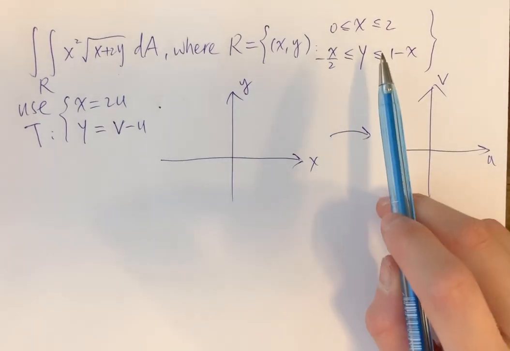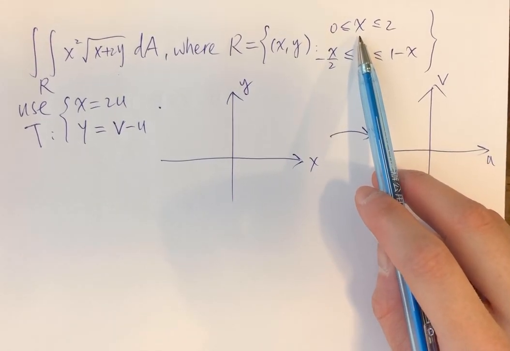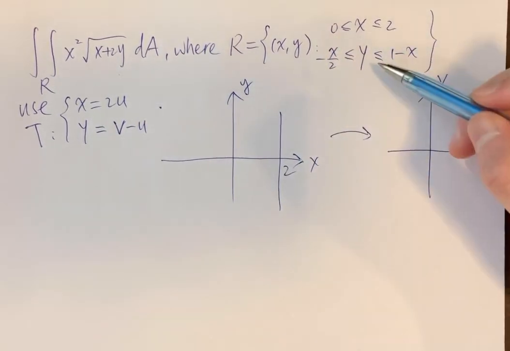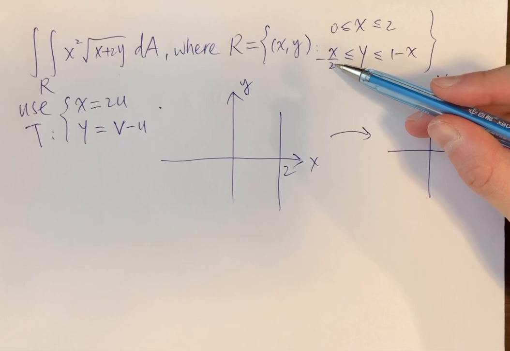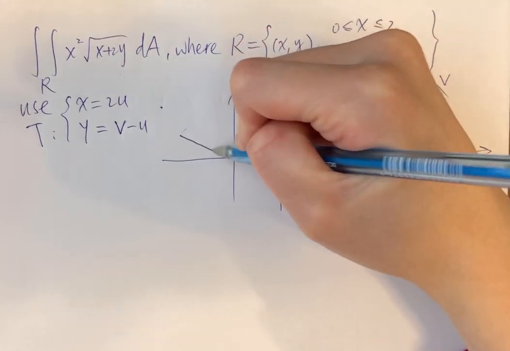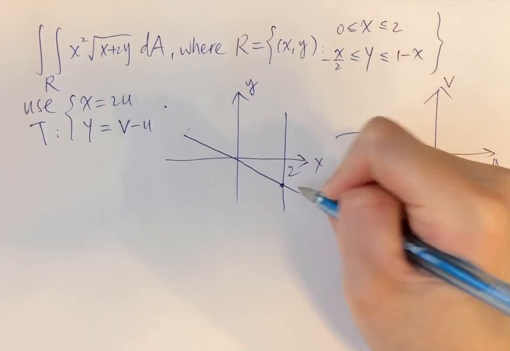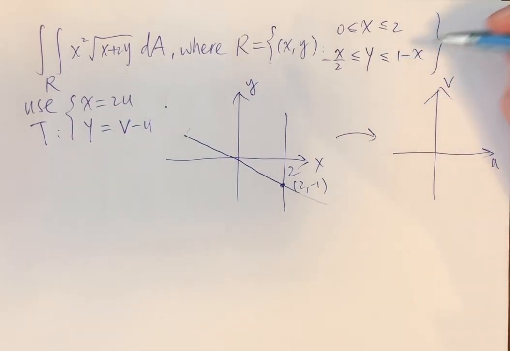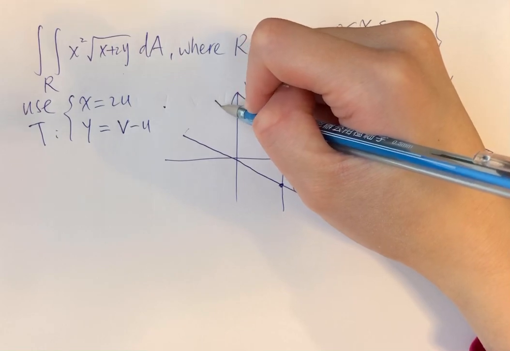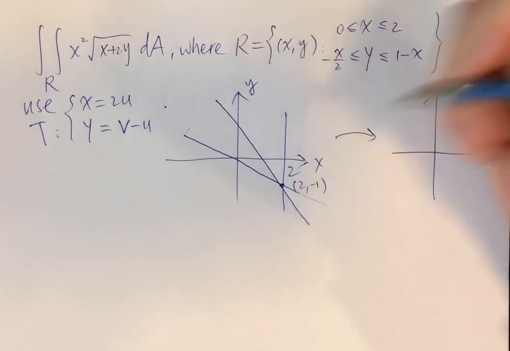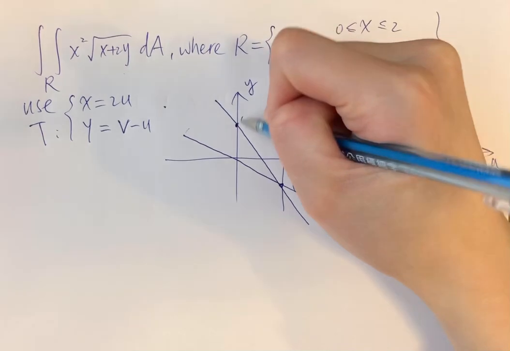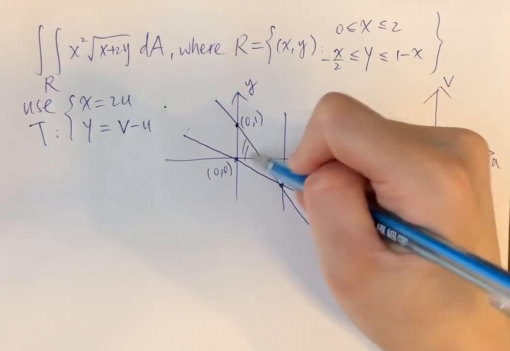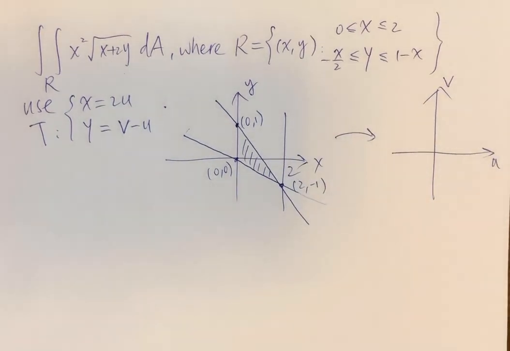So in the xy plane, we will do a sketch. So x between 0 and 2, and y is between negative x over 2 to 1, y equals 1 minus x. 1 minus x will look something like this. So this is 0, 1. 0, 0. So the region enclosed is this triangle.